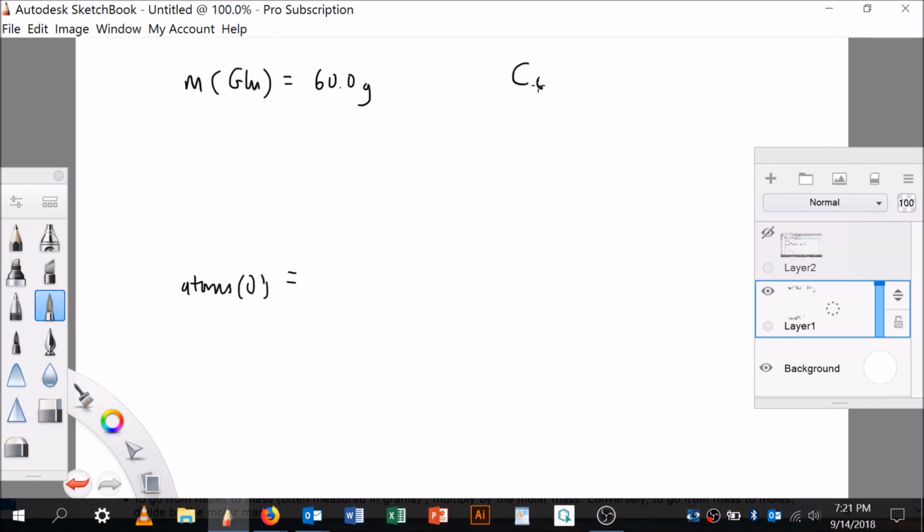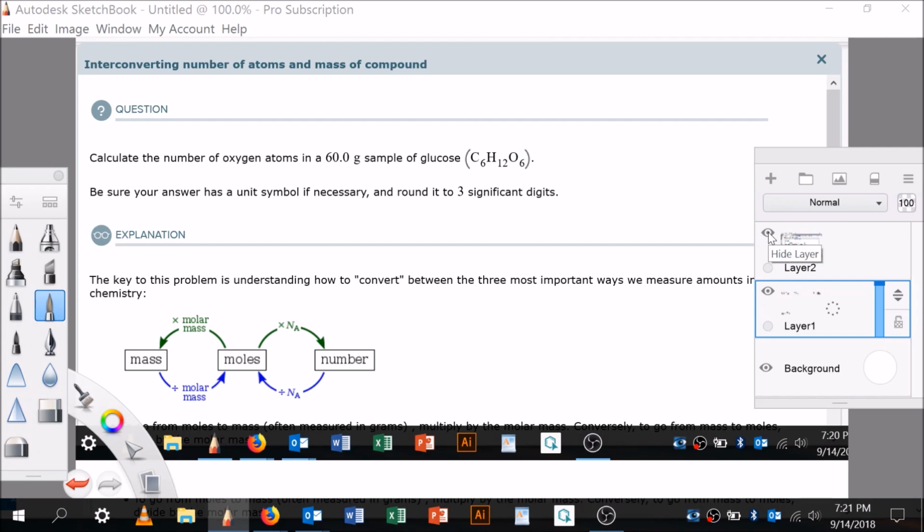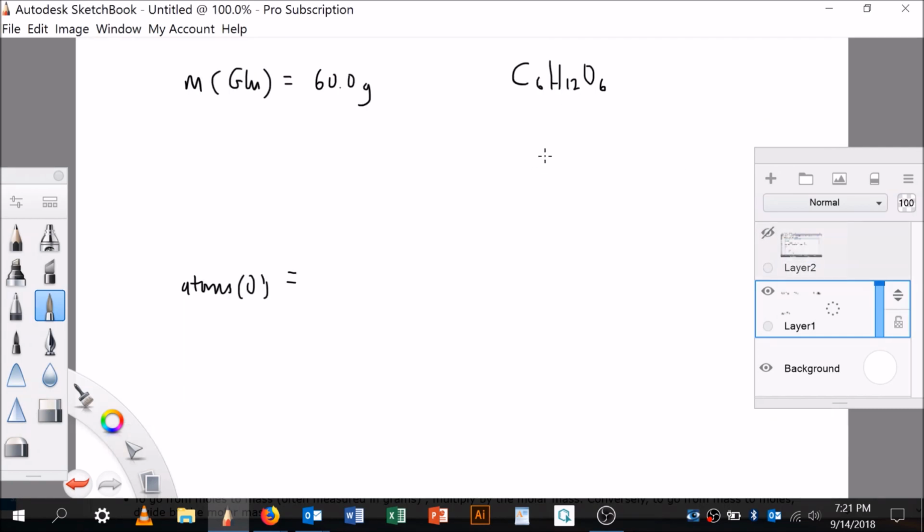But I do know this: for every mole of glucose, I've got 6 moles of carbon, 12 moles of hydrogen, and 6 moles of oxygen. Oh man, sorry, it's Friday night. Let me verify that. That's right, C6H12O6. So for every 1 mole of glucose, I have 6 moles of oxygen, and for every 1 mole of oxygen, I've got 6.022 times 10 to the 23rd atoms of oxygen.